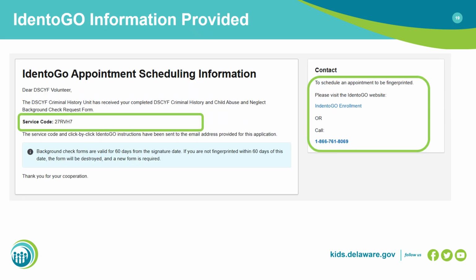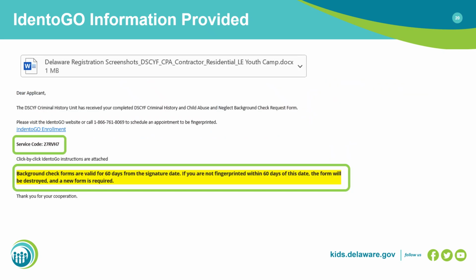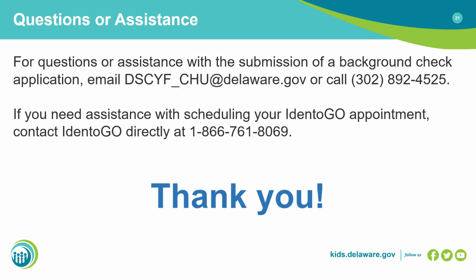Upon submission, you will receive your Identigo service code and the information needed to contact Identigo to schedule your fingerprinting appointment. This information will also be sent to the email address associated with your application. Please note, background check forms are valid for 60 days from the date of signature. If you are not fingerprinted within 60 days of this date, the form will be destroyed and a new form must be submitted.